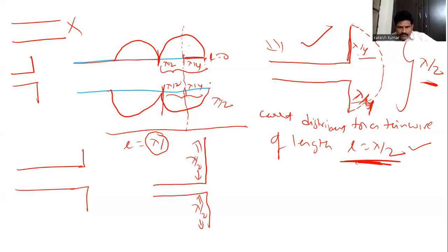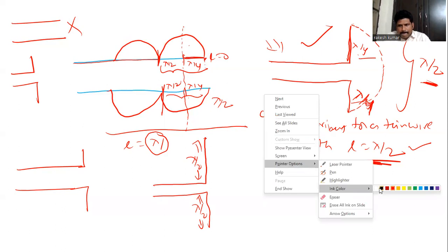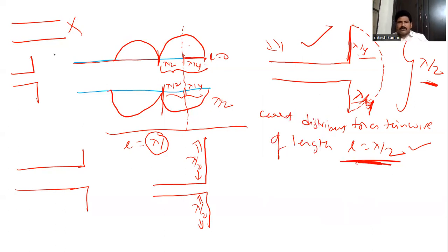At L is equal to 0, the current is 0. You want to consider the current radiation from here to here. So this is for L is equal to lambda by 2. The bottom also has the same current. So this is for L is equal to lambda by 2, this is this curve. What is the total length? The total length is lambda.